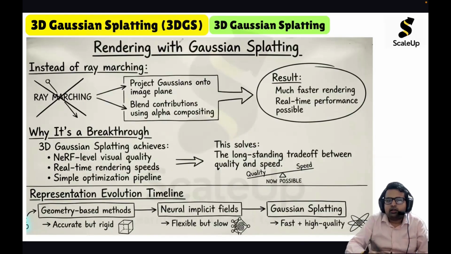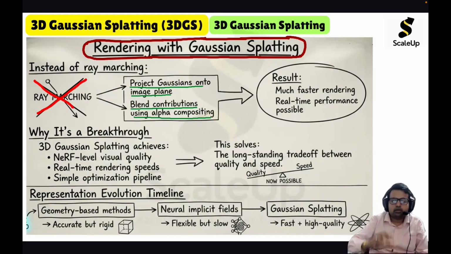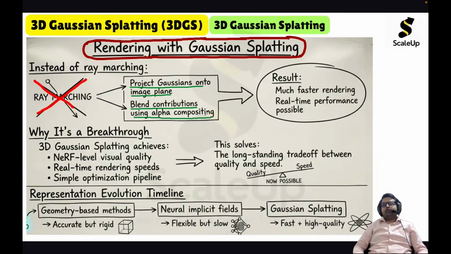Now let us see rendering with Gaussian splatting. So see here, no need for ray marching. Instead of ray marching, what we do is that we project Gaussians, that is the splats, onto the image plane, and we blend contributions using alpha compositing.